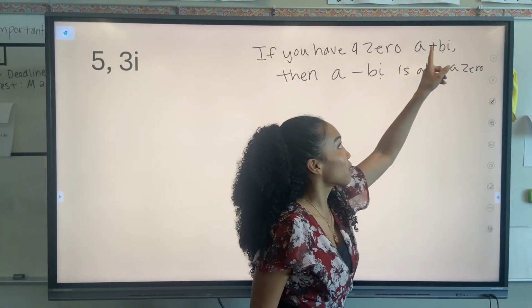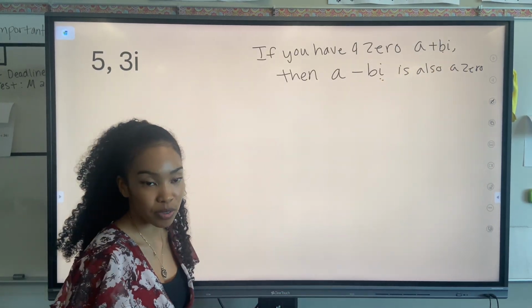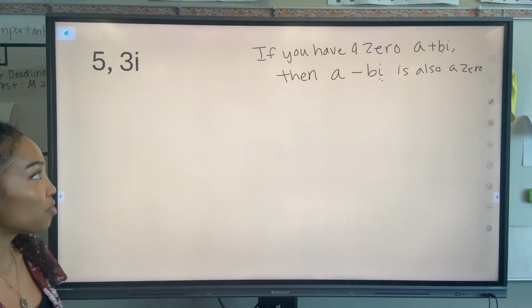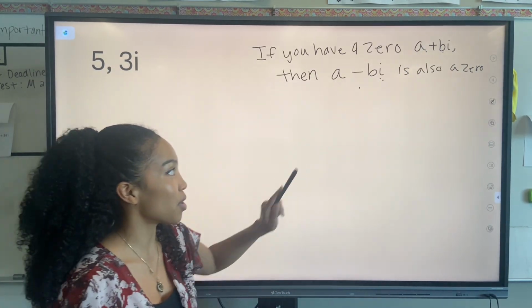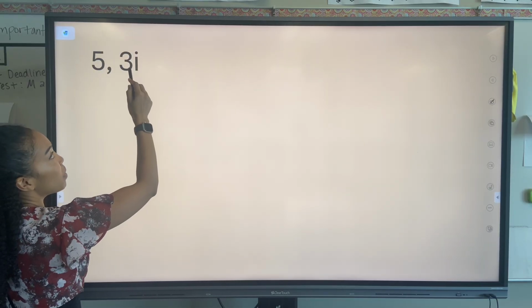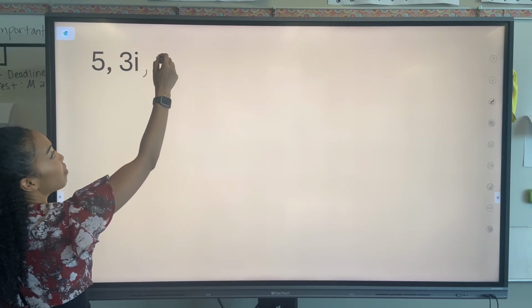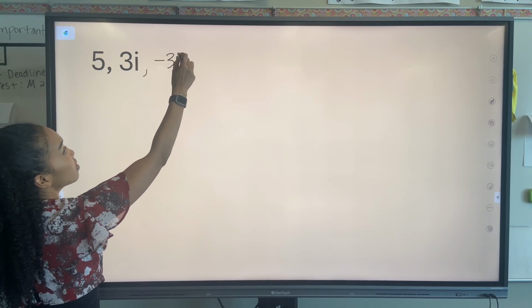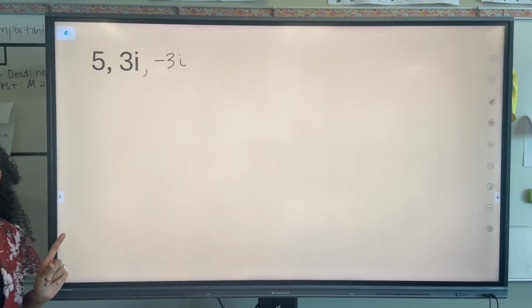Imaginary numbers, they're always going to come in pairs, okay? So if this is a 0, this is a 0. So guys, since imaginary numbers always come in pairs, what also should I have? Negative 3i. Perfect. Now let's go ahead and write the factors.